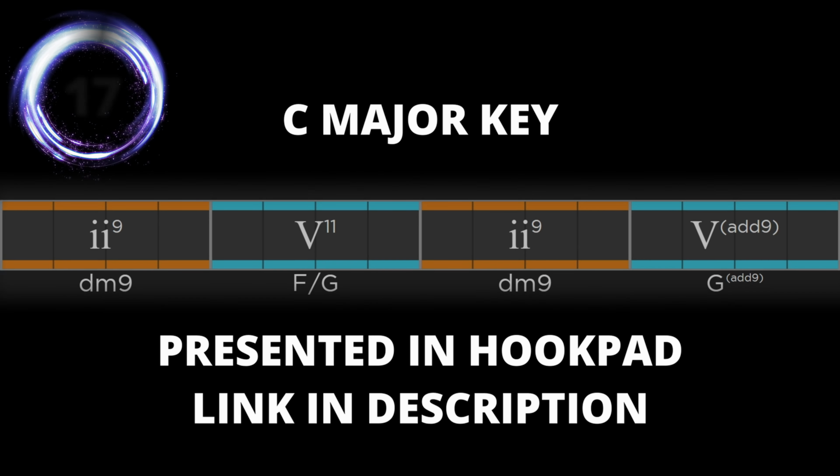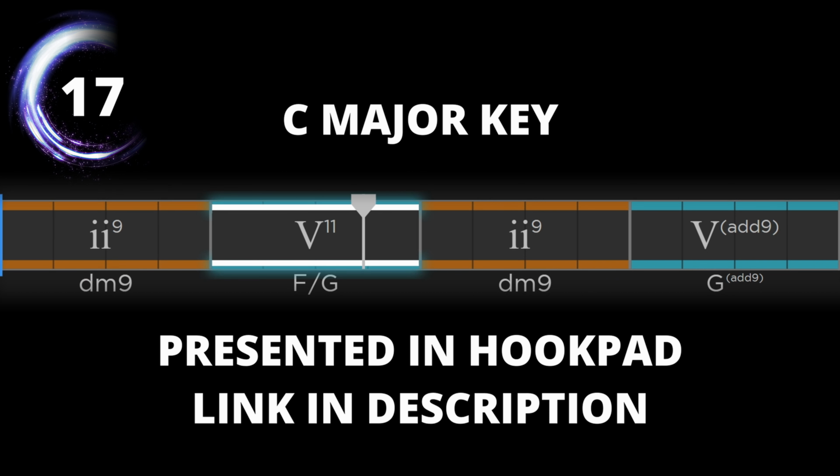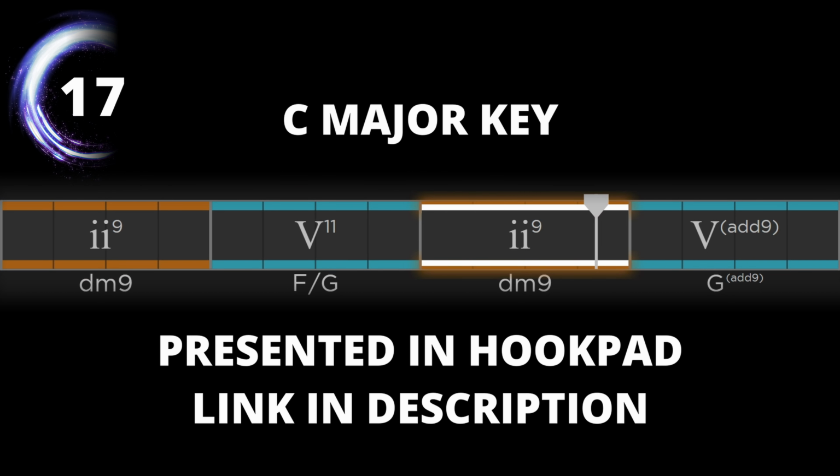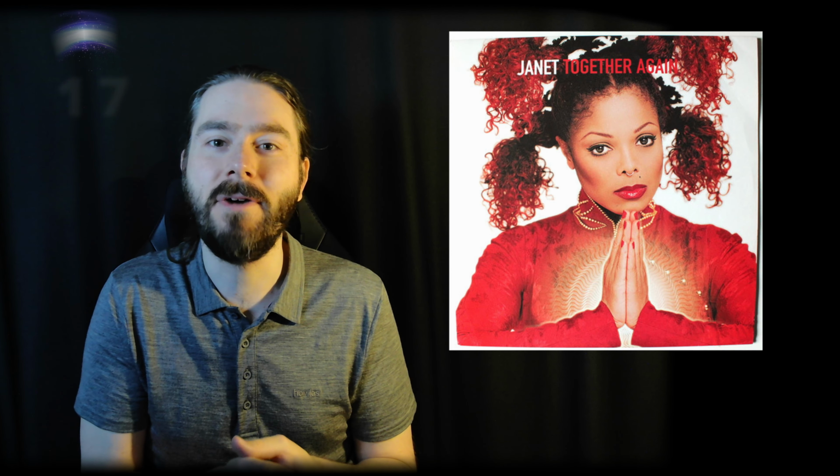At 17 is 2 minor 9th, 5 dominant 11, 2 minor 9th, 5 add 9. Eleventh chords are even denser than ninth chords, so take care when using them together. You can hear this example in Together Again by Janet Jackson.